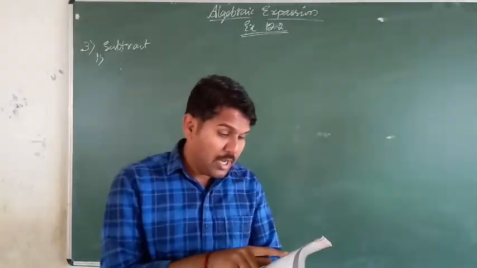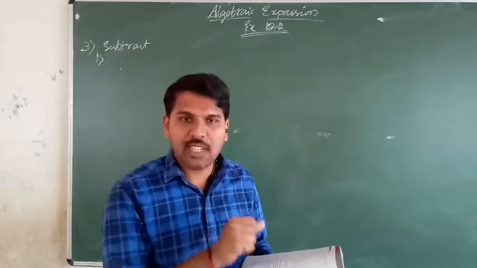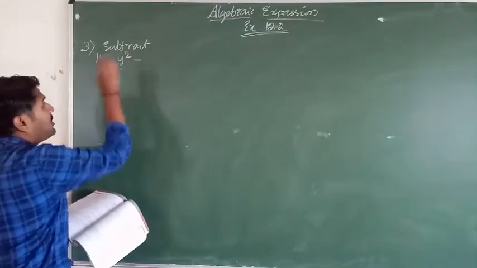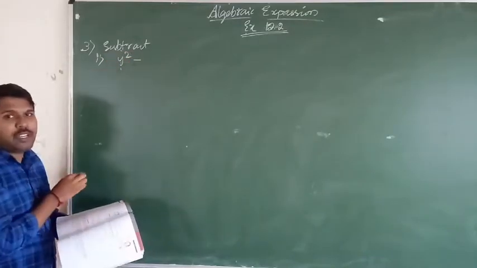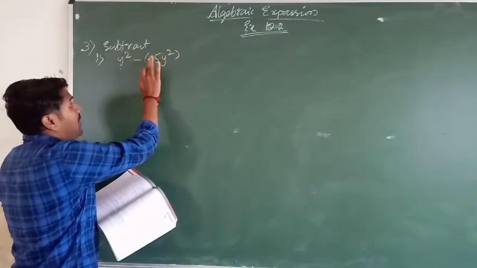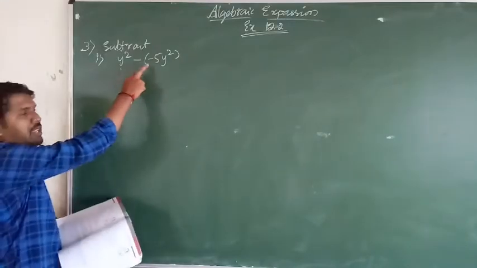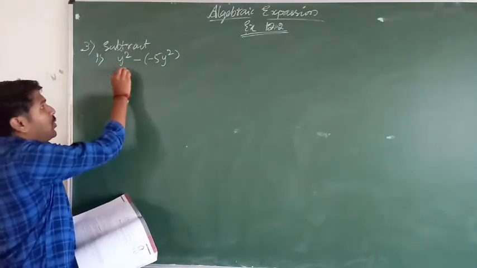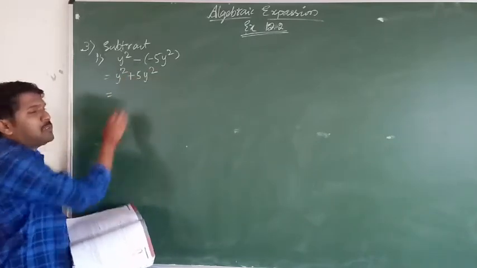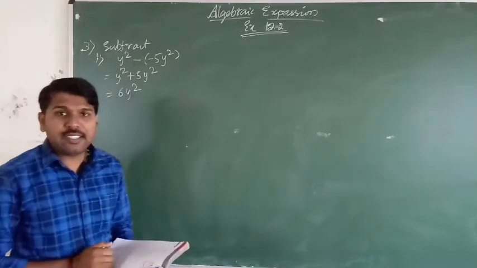So first one, minus 5y square from y square. From y square means the first term is y square. You have to subtract the term minus 5y square. So minus into minus is plus. So what is the answer? y square plus 5y square is 6y square. So the answer is 6y square.